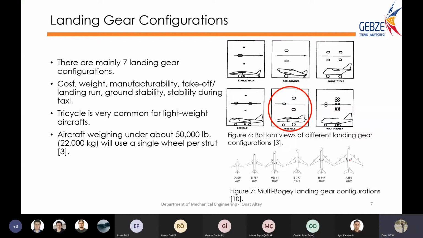About landing gear configurations, there are some very important parameters like cost, weight, manufacturability, and taxi stability. For light aircraft, which I am dealing with, because I am dealing with a trainer aircraft, the tricycle configuration is very important. Since literature recommends a single wheel per strut for light aircraft, I will use a single wheel.